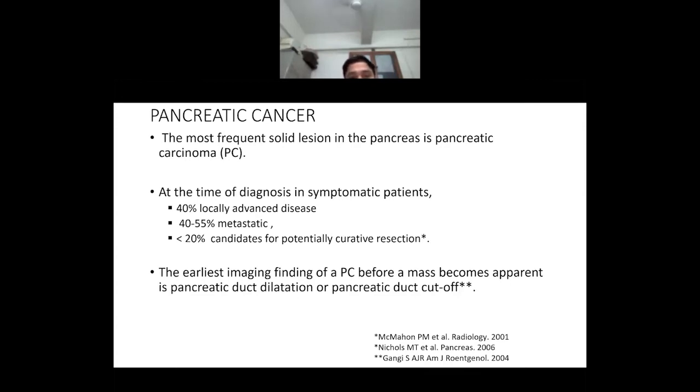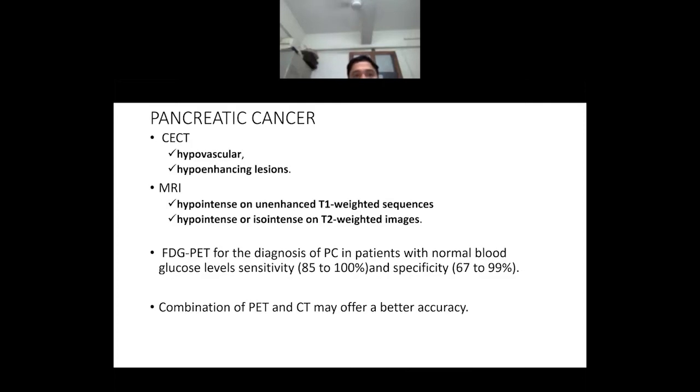The earliest imaging finding of pancreatic carcinoma, before a mass becomes apparent, is pancreatic duct dilatation or pancreatic duct cutoff. On contrast enhanced CT scan, pancreatic cancer appears as a hypovascular, hypoenhancing lesion. On MRI, it is hypointense on unenhanced T1 weighted sequence, and hypointense or isointense on T2 weighted image.